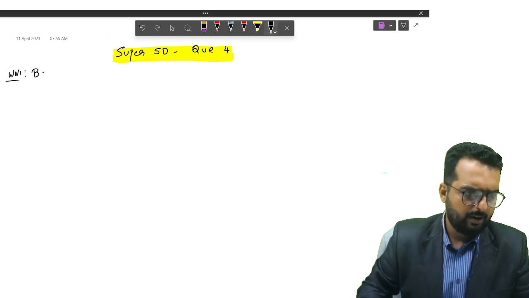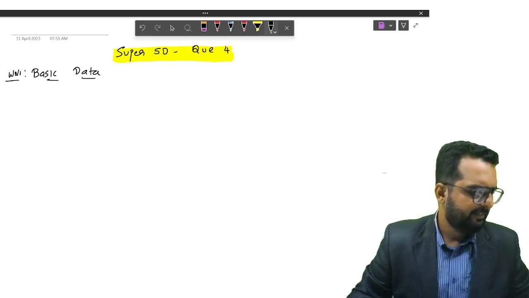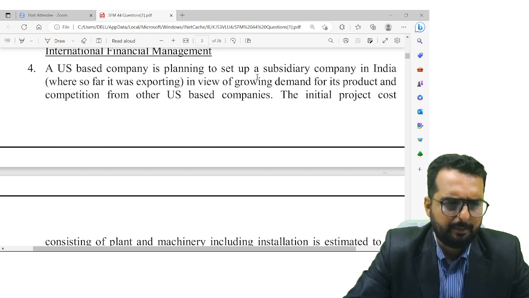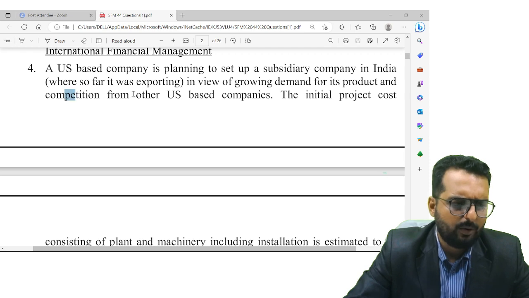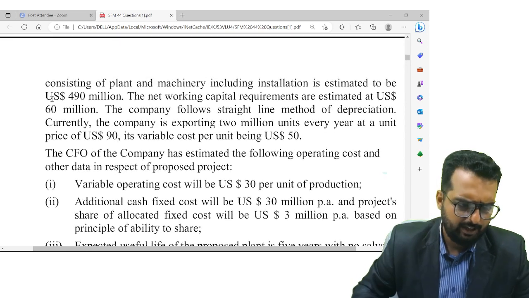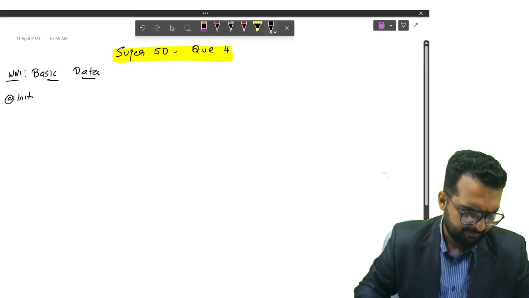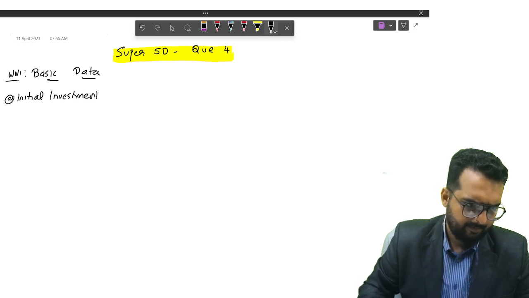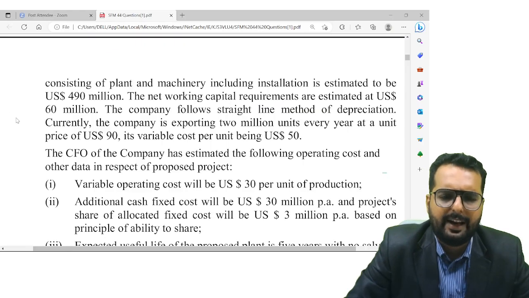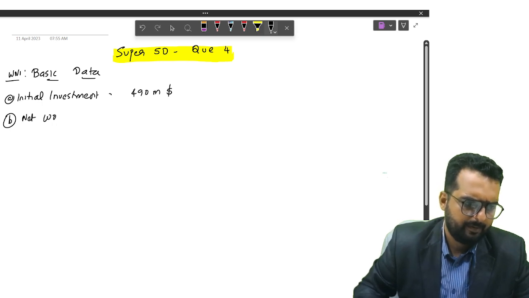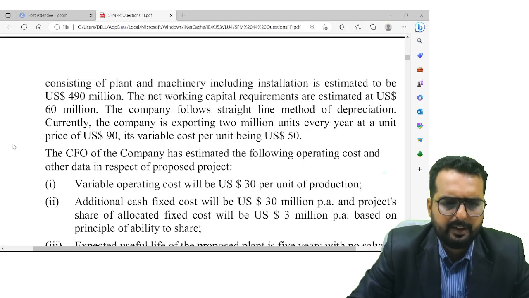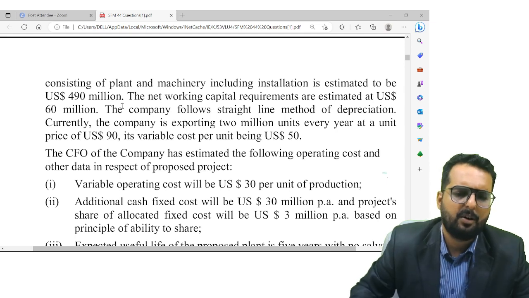Alright, so here I'll write down working note number 1, basic data. Let us read through this question now. A US based company is planning to set up a subsidiary company in view of its growing demand for its product and competition from other US based companies. The initial project cost consists of plant and machinery having an investment of $490 million. The net working capital is $60 million. The company is following the straight line method of depreciation.